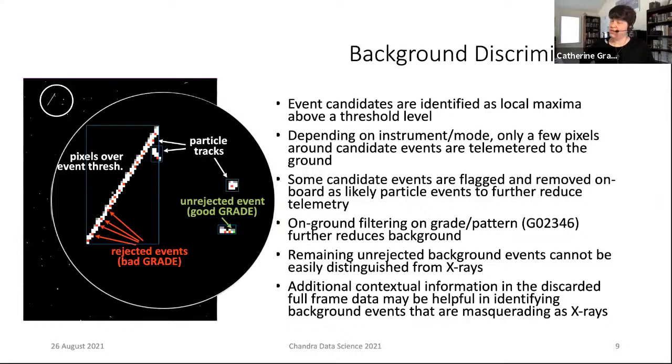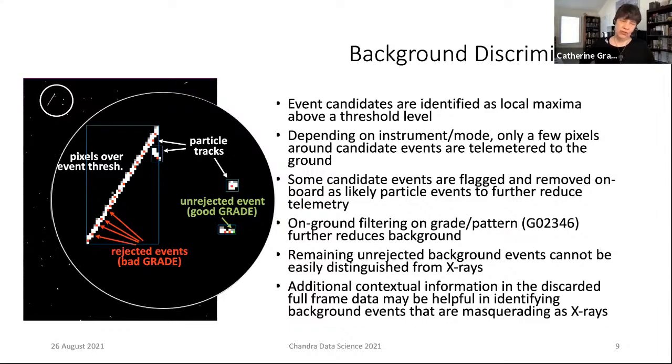And that's your G02346 filter that you usually do going from level 1 to level 2, and that further reduces the background. The remaining unrejected background events cannot be easily distinguished from X-rays. But additional contextual information that you've discarded in your full frame data might be helpful in identifying which of these background events are masquerading as X-rays.